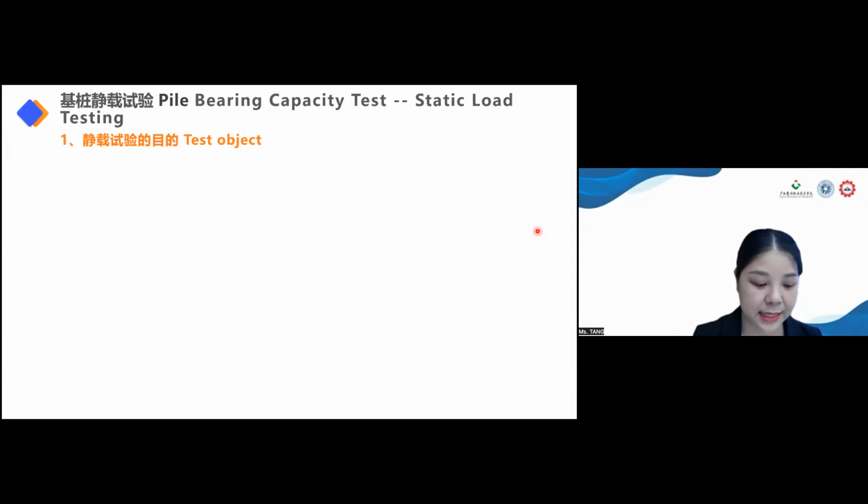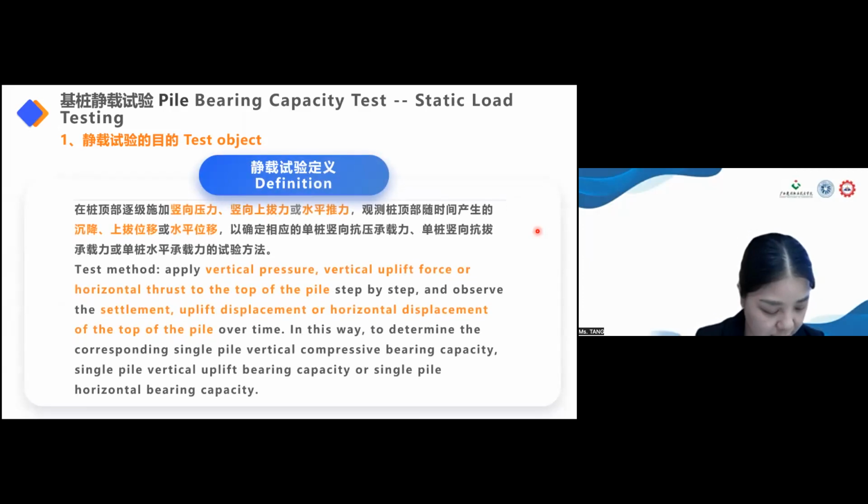This part is divided into 9 points. I will introduce them one by one. The first, test object.